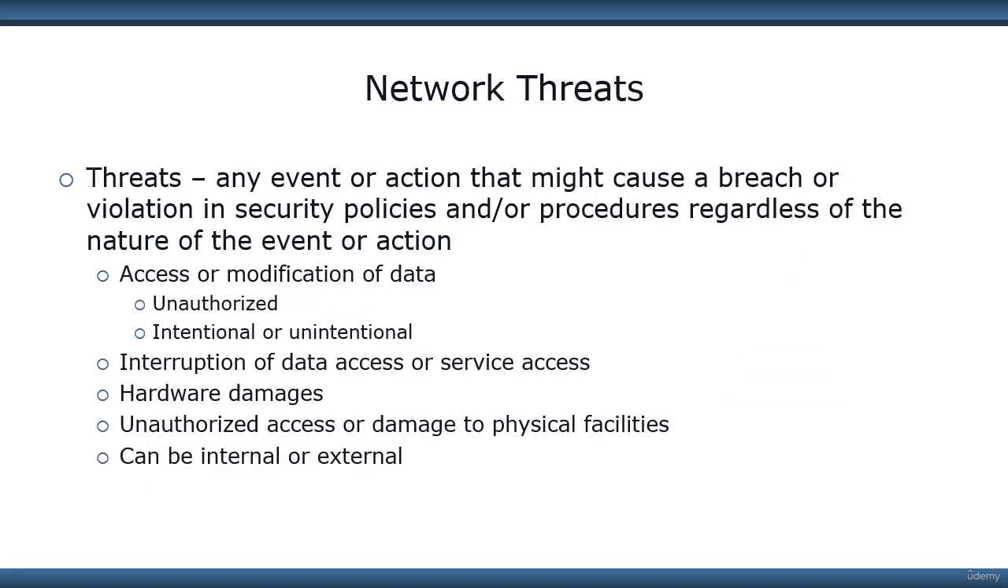Another term that we want to be familiar with is threat. A network threat is basically any event or action that can cause a breach or violation in security policies or procedures, regardless of the nature of the event or the action. Okay, so a threat would be access or modification of data by somebody who's unauthorized. Realize that that could be intentional or unintentional. I don't necessarily mean to breach security and access an unauthorized file, but I may do so and edit it even though I wasn't authorized to do so. Okay, it can be unintentional or it can be with the purpose of harm. Another threat would be any interruption of data access or service access.